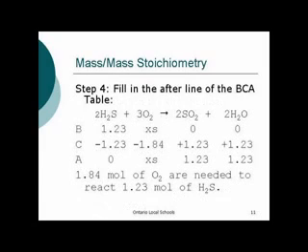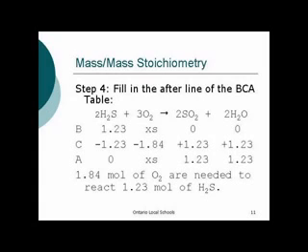Well, step 4, we're ready to fill in the after line of the BCA table by subtracting or adding the change from the before line. We subtract if it's a reactant being used up, we add if it's a product being formed. So for the H2S, we take 1.23 minus 1.23. We have 0 H2S left at the end of this reaction.